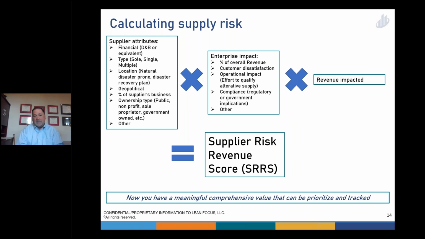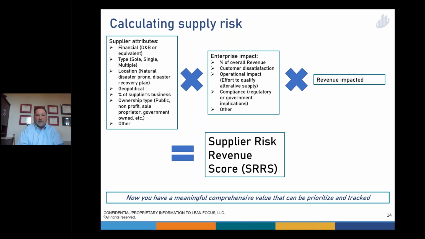There are three main impacts to supply risk. It's the supplier attributes, what risks they bring, so to speak, what impact it has on the enterprise or your company, and then also the impact of the revenue that supply risk may affect. And if you add those up, it equals your supply risk revenue score.